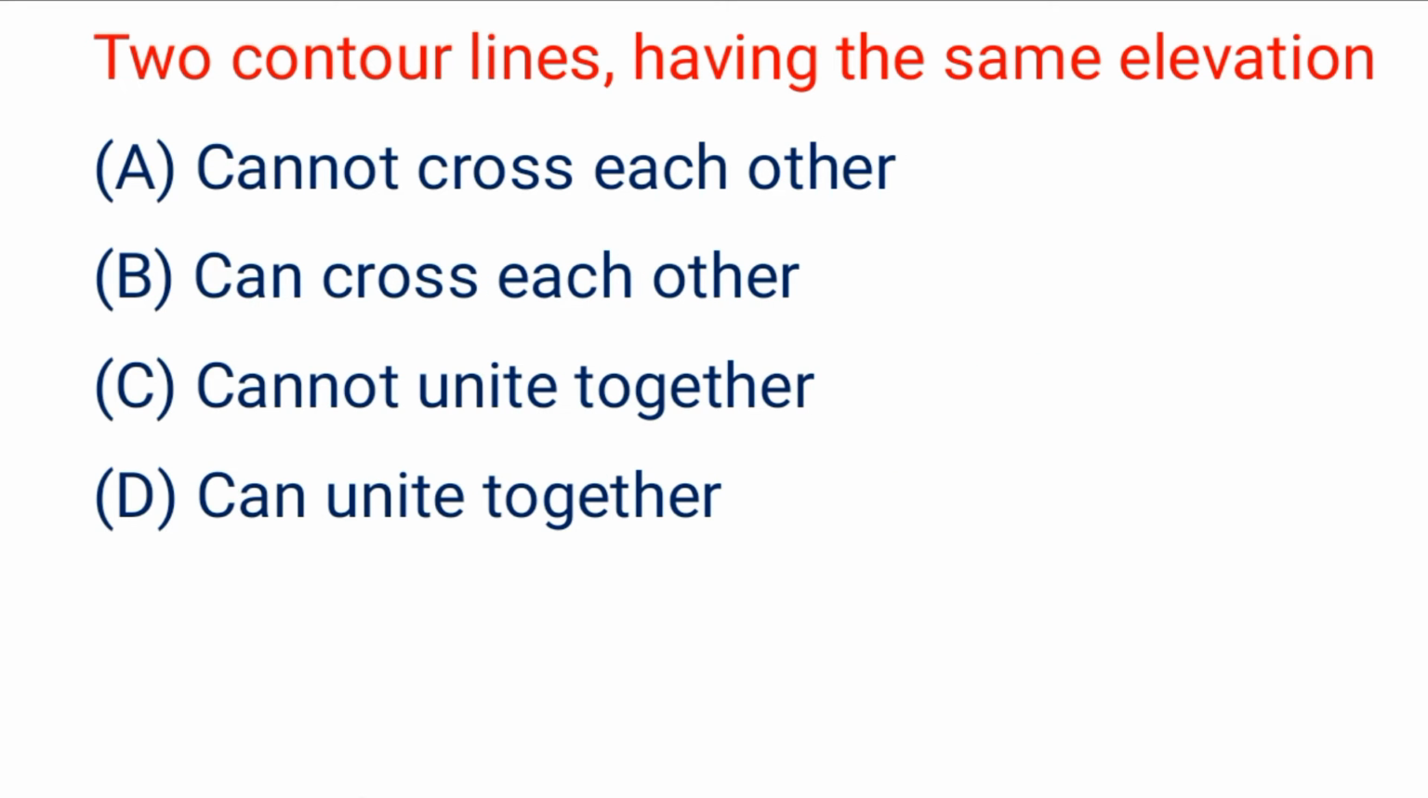Next question, two contour lines having the same elevation, option A, cannot cross each other, option B, can cross each other, option C, cannot unite together, option D, can unite together. The correct answer is option D, can unite together.